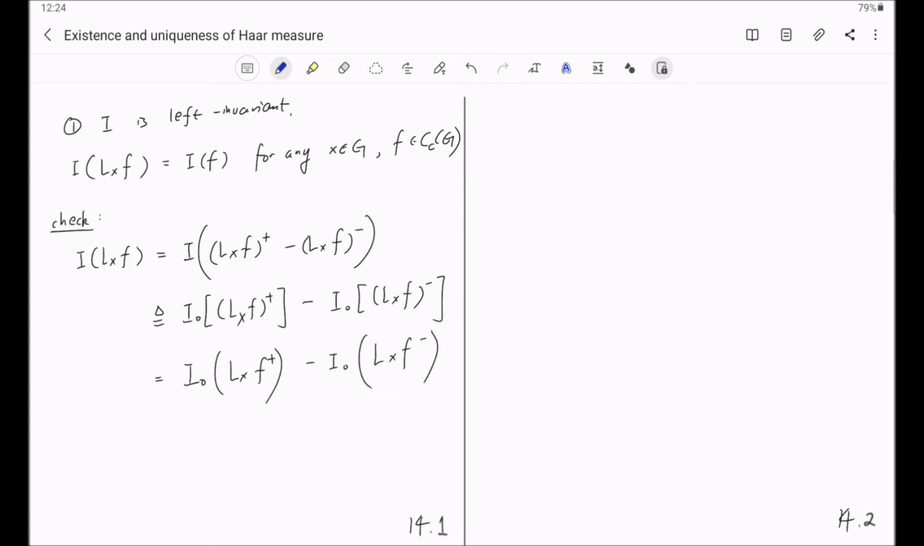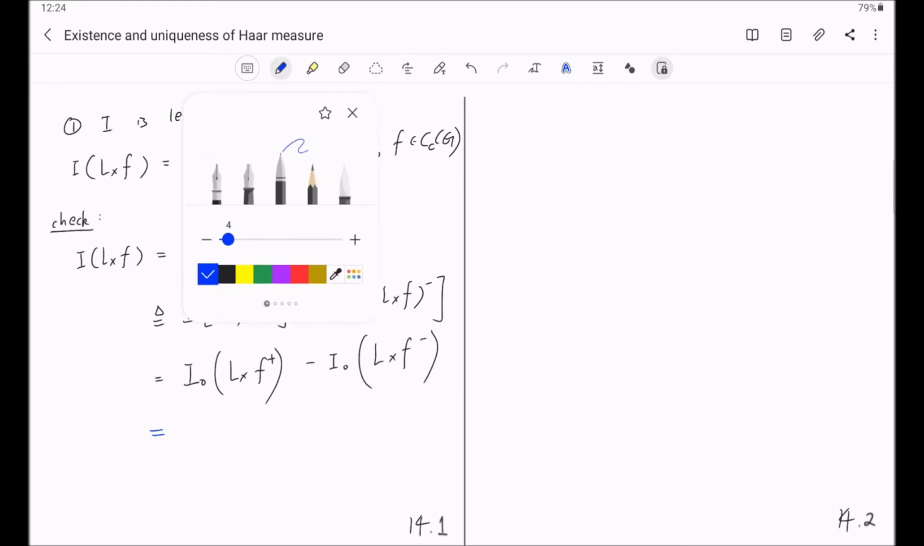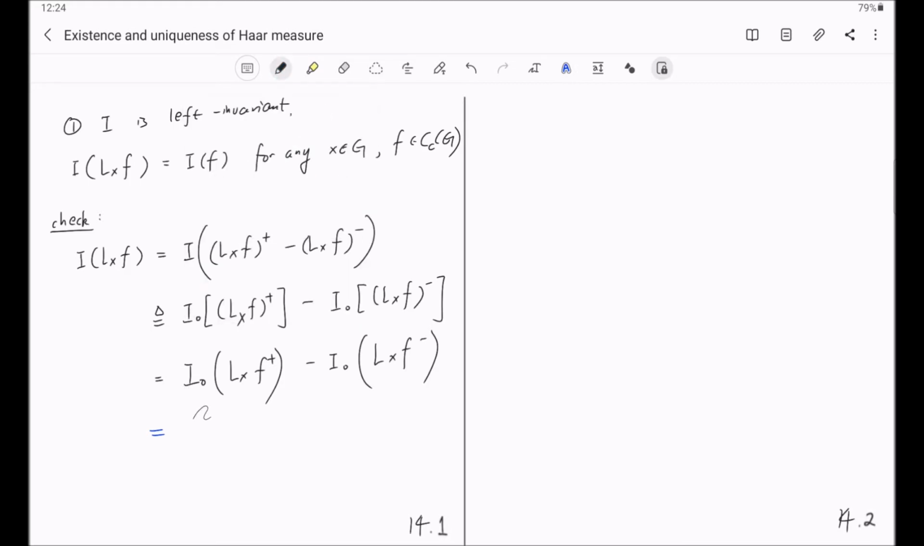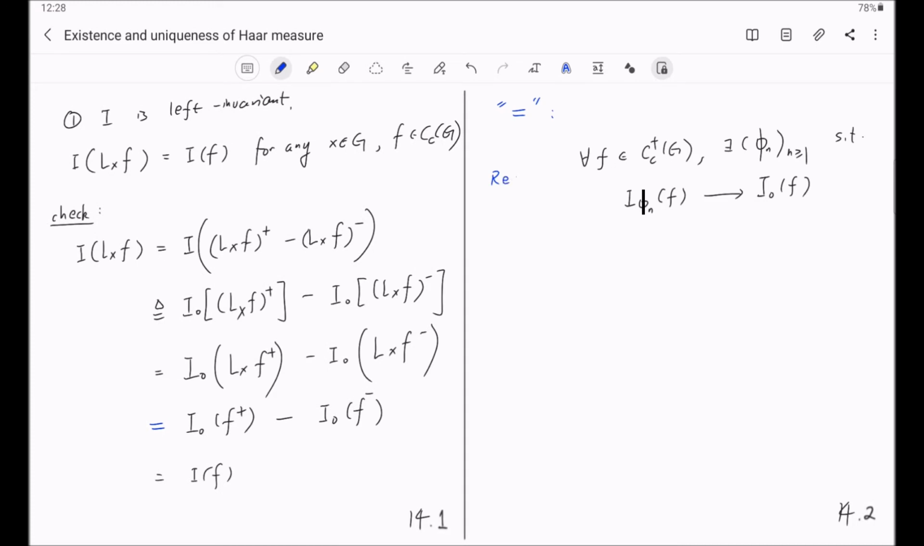And now we claim that this I0 has the left invariance property. Namely, this is equal to I0 of f plus minus I0 of f minus, which by our construction is equal to I of f. And now let us verify this equality.